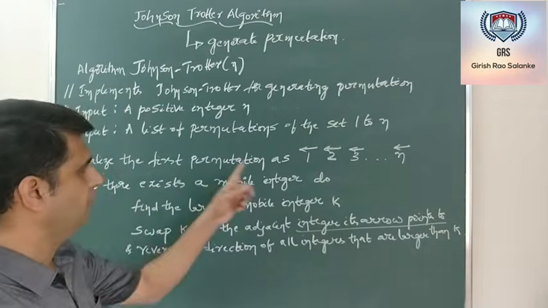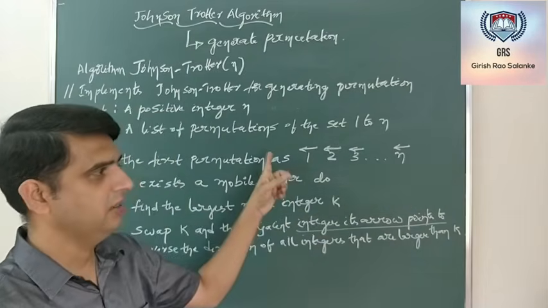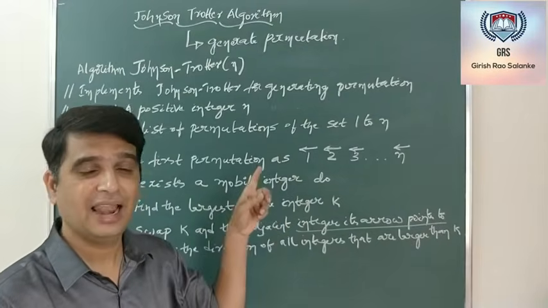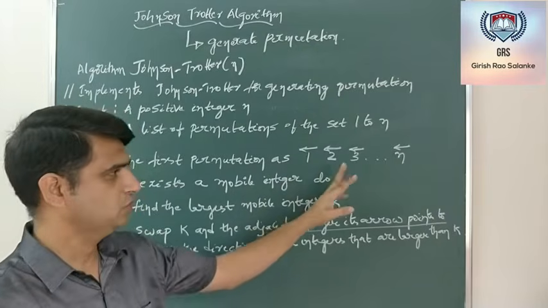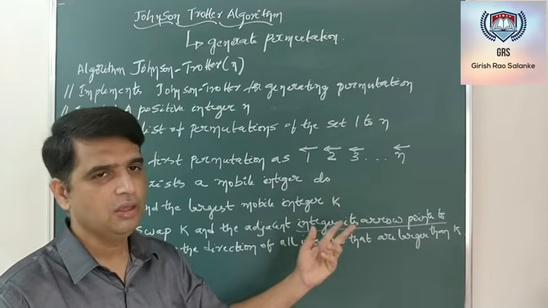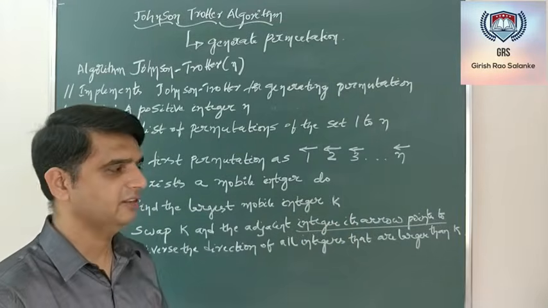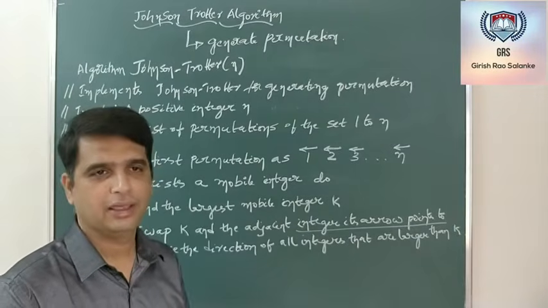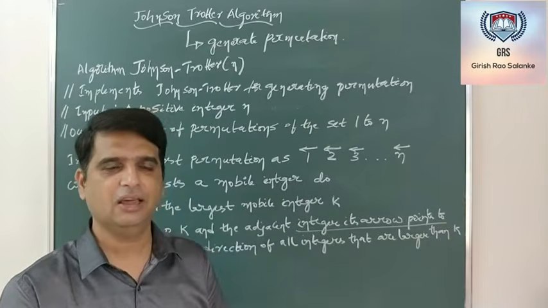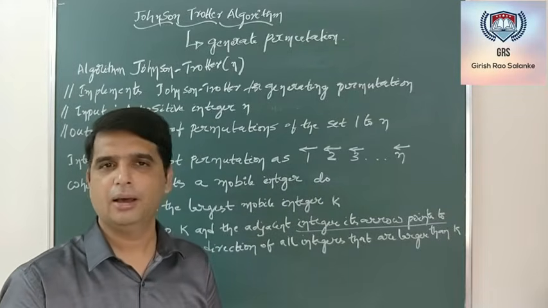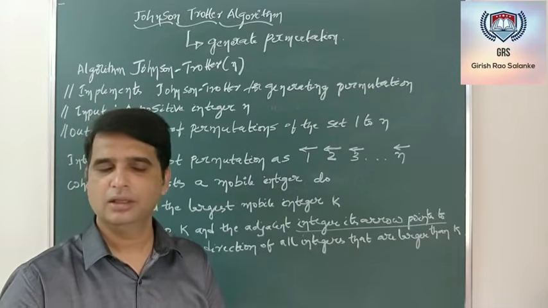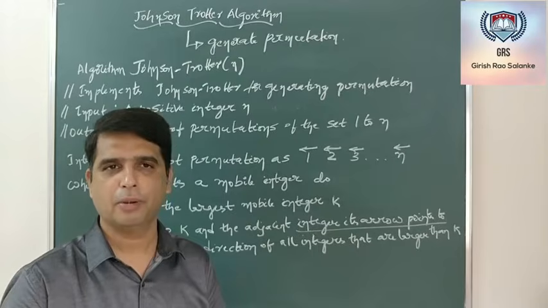So the first permutation will be 1 to n, wherein the direction of all the integers will be the same. Next you need to find the largest mobile integer, and you should swap that largest mobile integer with its adjacent integer. After doing so, you need to reverse the direction of all the integers greater than k. Now as this is in a while loop, until and unless there is a mobile integer in a given permutation, you need to perform this operation, until you don't have a mobile integer at all in the permutation.